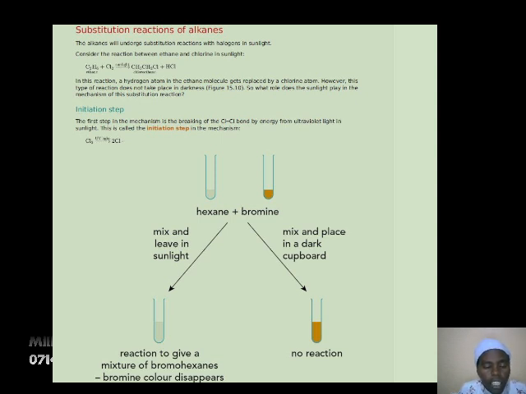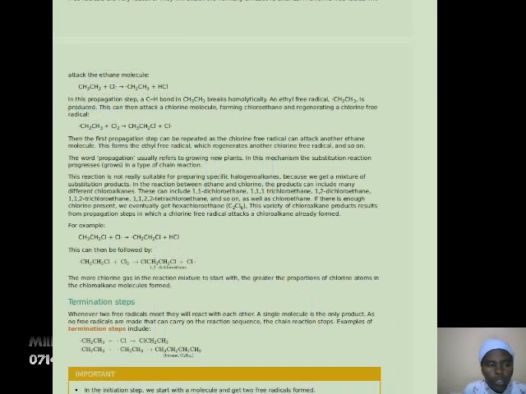If you take hexane and bromine and mix them in a dark cupboard, then no reaction will take place. But if you mix them and leave them in the sunlight, then the reaction will take place, giving you a mixture of bromohexanes, and the bromine color disappears. So we are going to start with the initiation step.